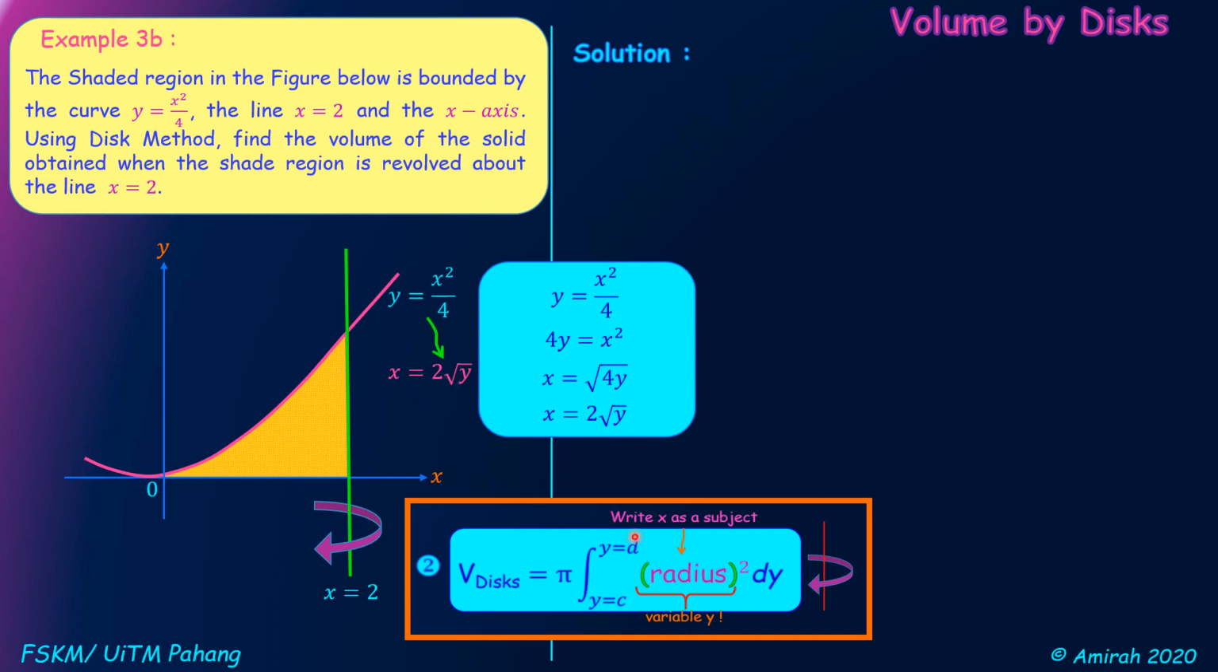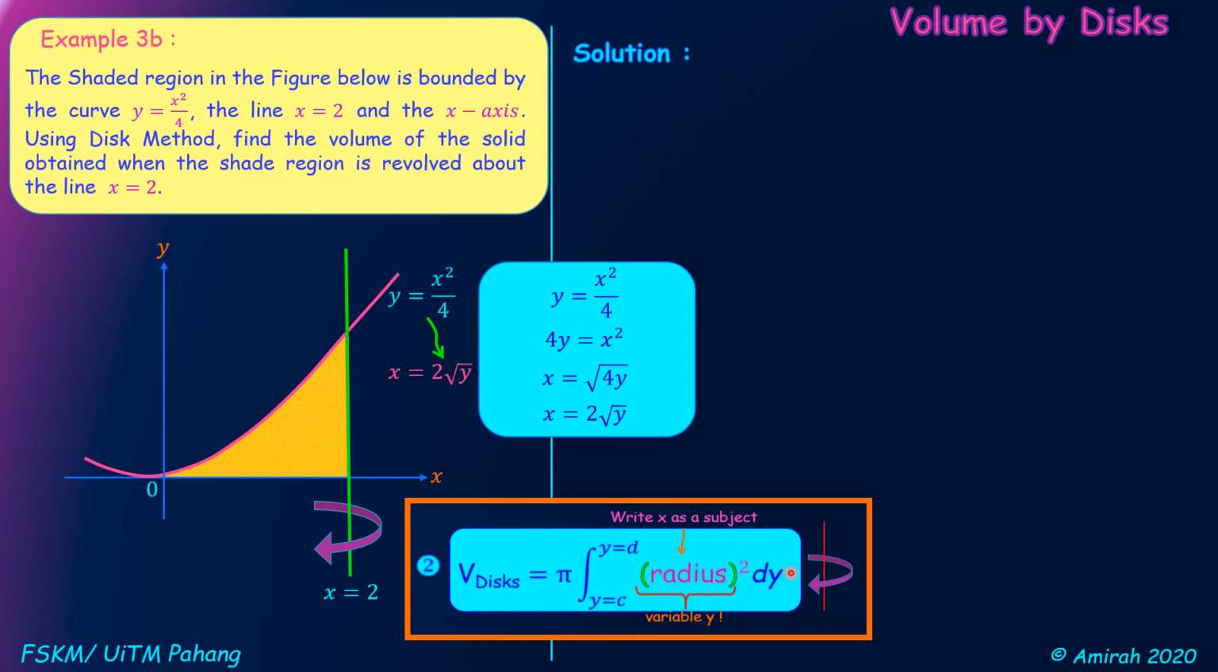We write x as a subject because the axis of rotation now is a vertical line. So using this method, if axis of rotation is a vertical line, we need to integrate with respect to y. So that's why we need variable y, and then we need to write x as a subject, right?